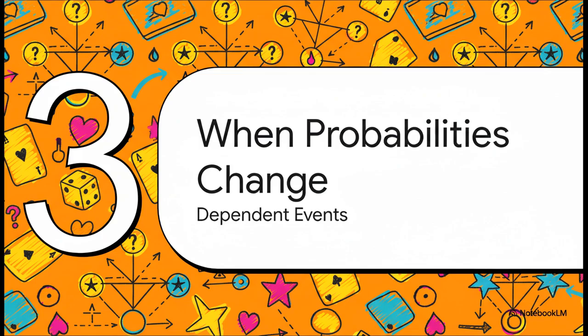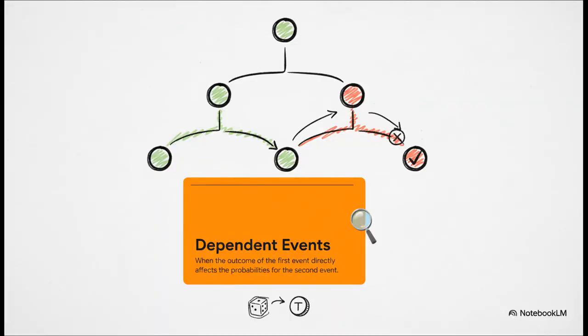So that video game problem was pretty neat, but the odds were kind of fixed. The second attempt had a 40% chance no matter what. But what happens when the real world gets a little messier? What happens when the outcome of the first thing you do actually changes the odds for the second thing? That's when things get really interesting. This is what we call dependent events.